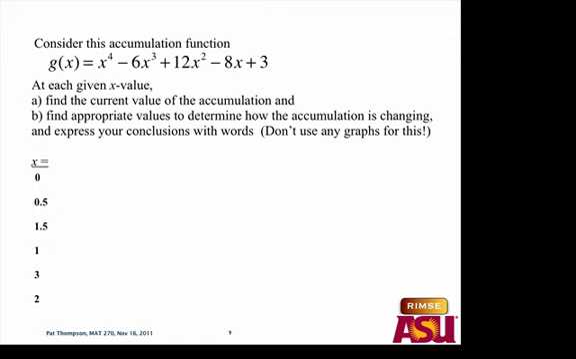Okay, so here's a practice problem. Consider this accumulation function called g. G of x is this function. At the given x values here, I want you to find the current value of the accumulation and find appropriate values to determine how the accumulation is changing, and express your conclusions with words. This is totally a numerical exercise, no graphs. Just numerically, we're analyzing what's happening at each of these x values. What's the accumulation? And everything you can find out about how the accumulation is changing. Okay?